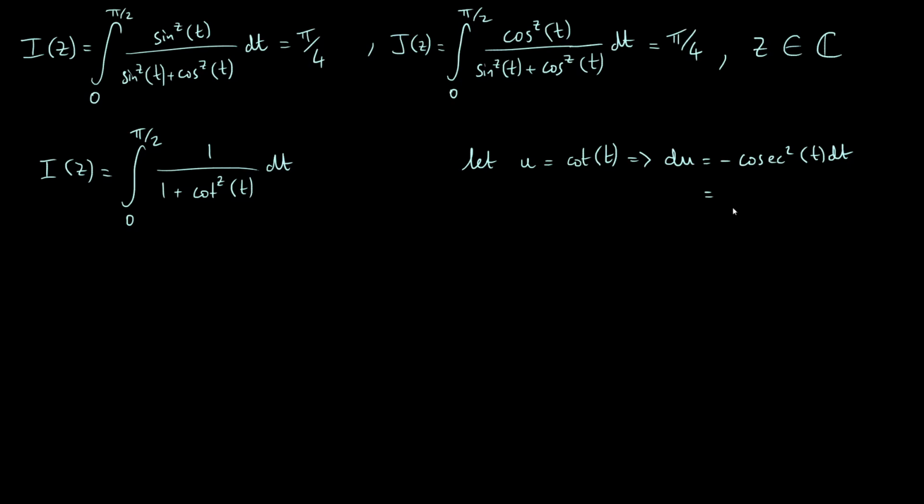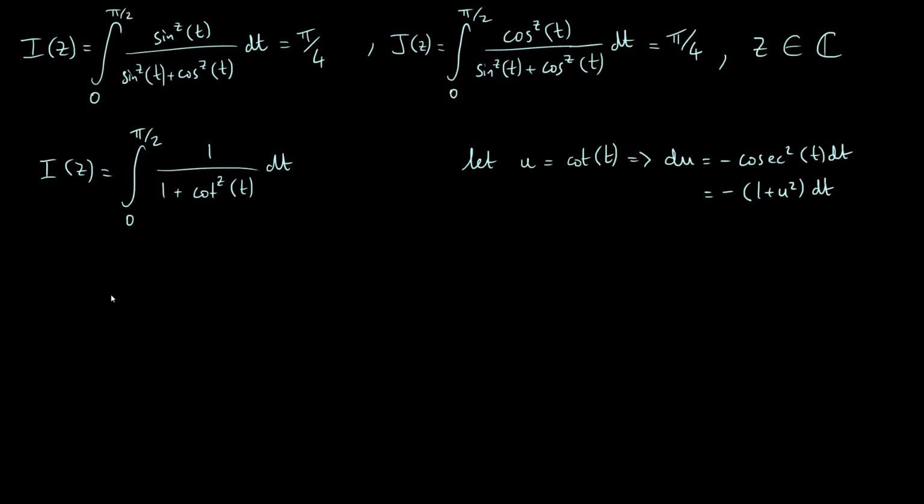And we can go one step further and use a trig identity that cosec squared is 1 plus cot squared. You can derive that by taking the identity sine squared plus cos squared is 1 and dividing everything by sine squared. So anyway, we can replace the cosec squared with 1 plus cot squared, but cot is just u. So this whole thing is just 1 plus u squared dt.